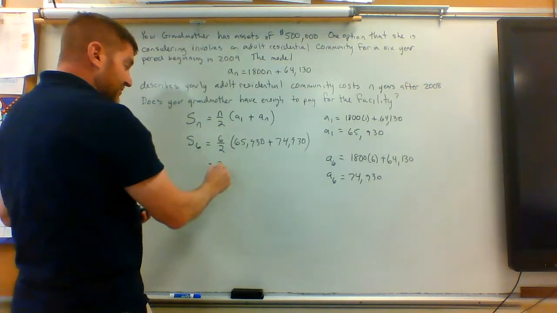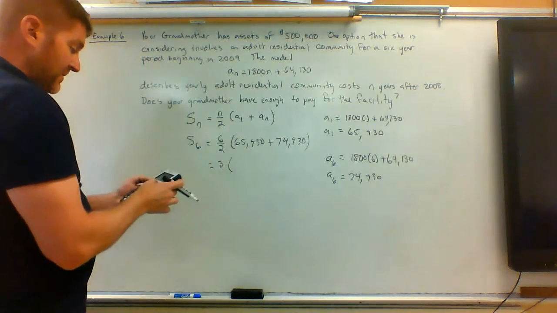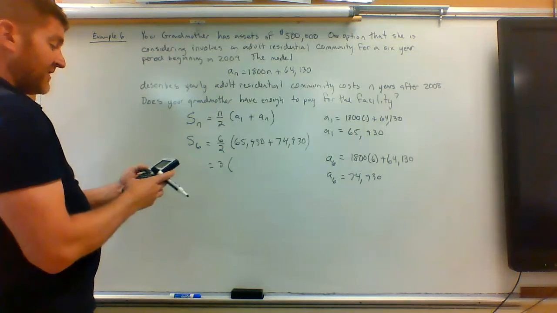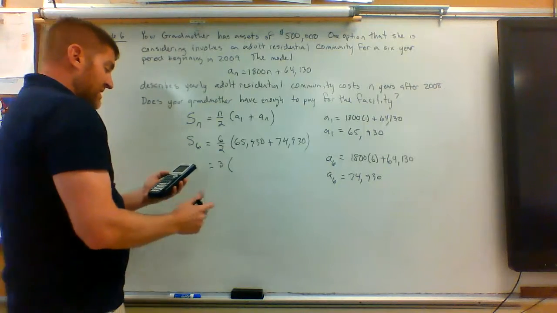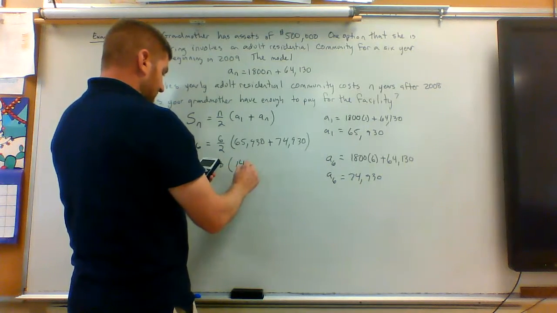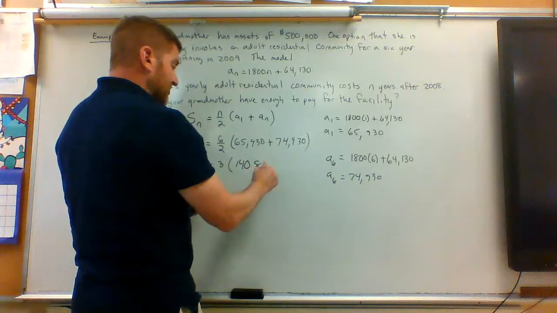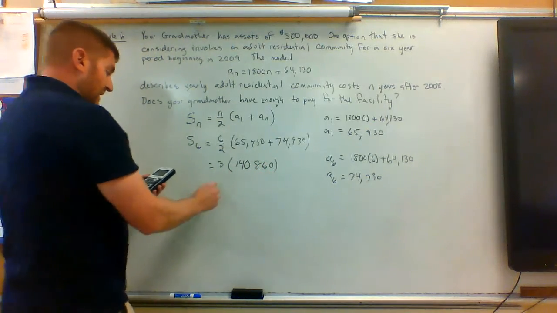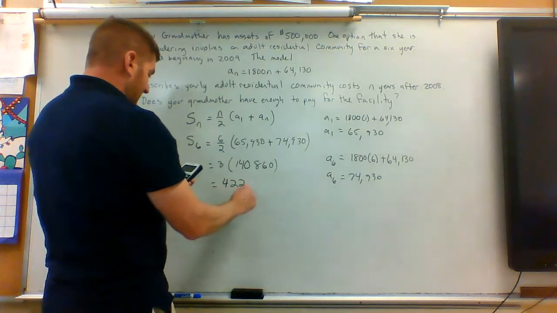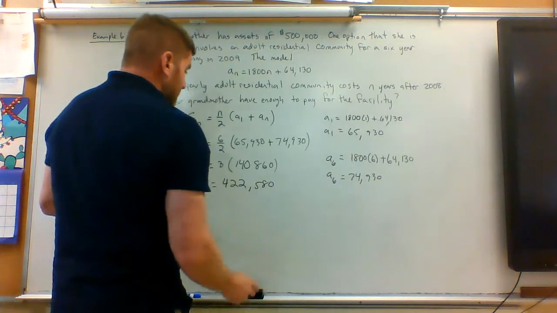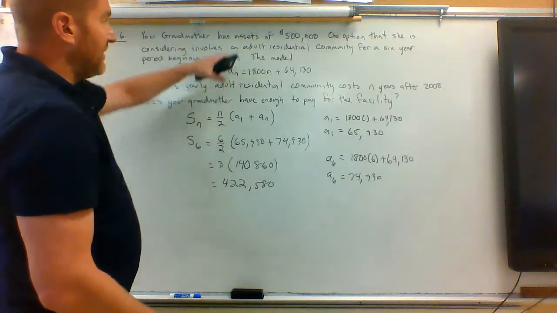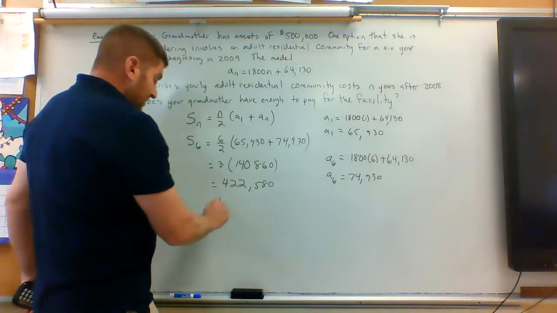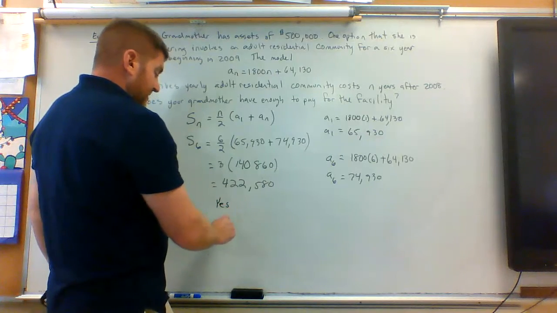So 6 divided by 2 is 3 times 65,930 plus 74,930, and I get 140,860. And then I'm going to multiply that by 3 and get 422,580. So obviously this is less than what grandma has available in her assets. So yes, grandma could stay for 6 years.